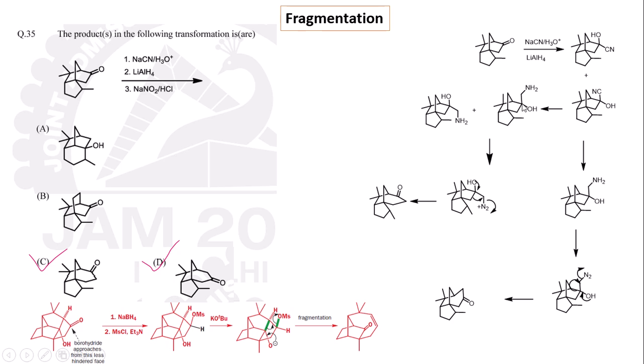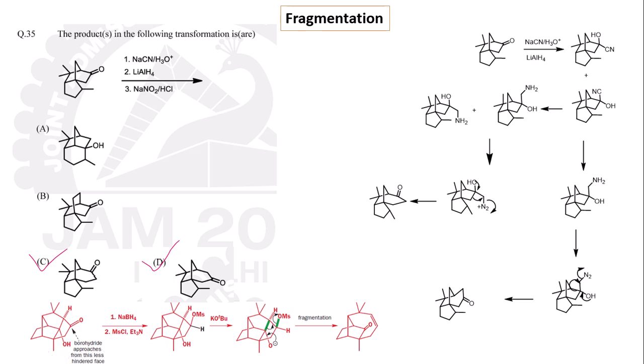If the cyanide group comes from the top side, then the CH2NH2 group goes to the top side, and after the semi-pinacol rearrangement, we get one isomeric product, and for the other isomer after the semi-pinacol rearrangement, we get the other isomer. So this is the MSQ type problem. So the options C and D are correct.